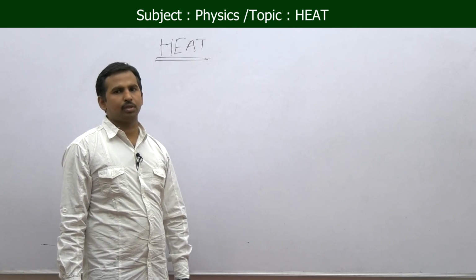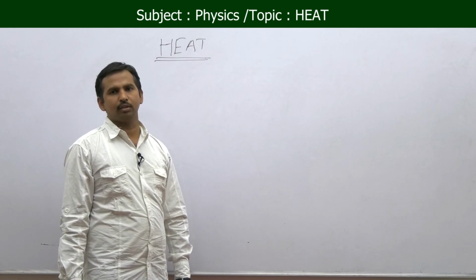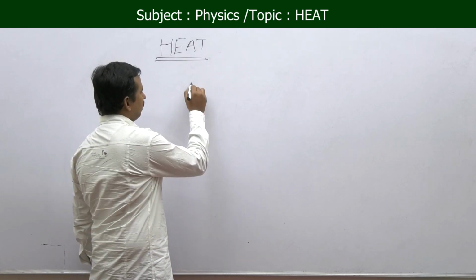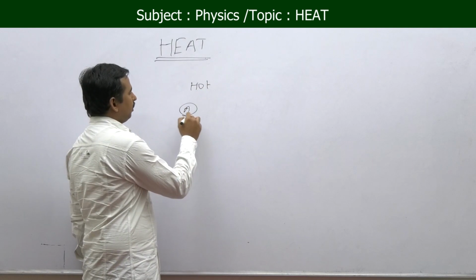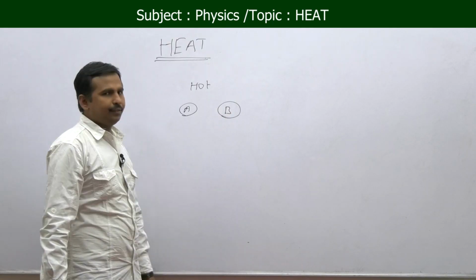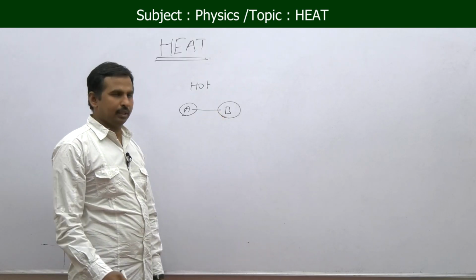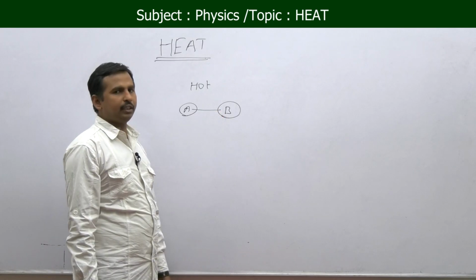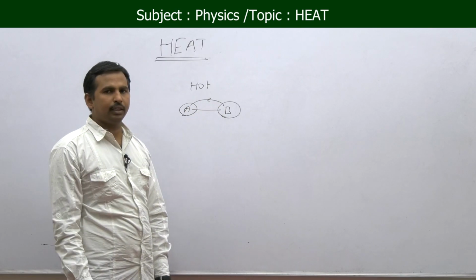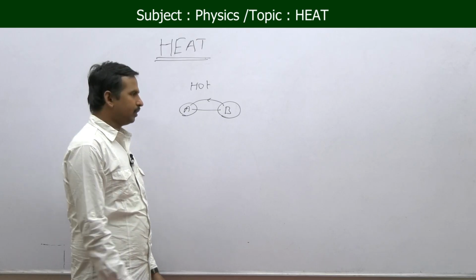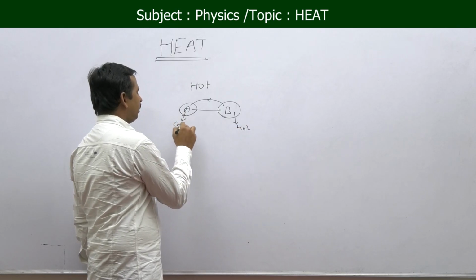Sensation of hotness or coldness of a body means whenever you touch any body, we feel that it is hot or cold. Let us suppose we are taking two bodies A and B. If A is in contact with B, and there is a transfer of heat from B to A, then we can say B is the hot body and A is the cold body.